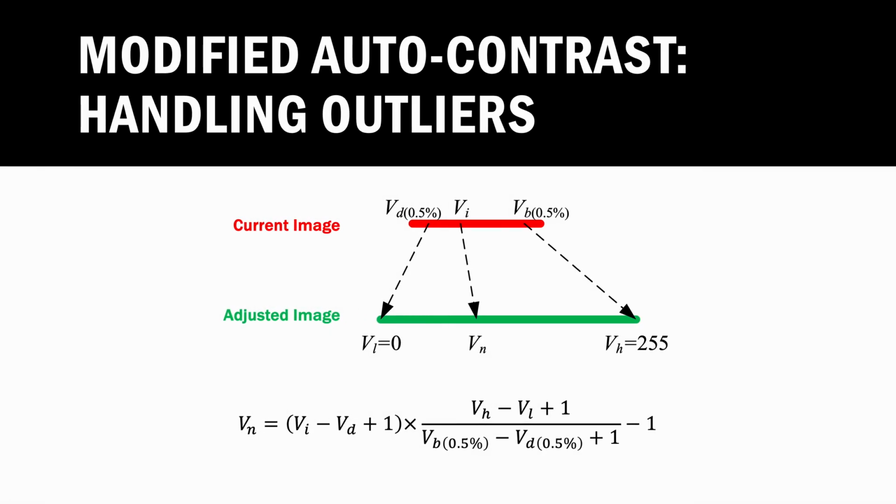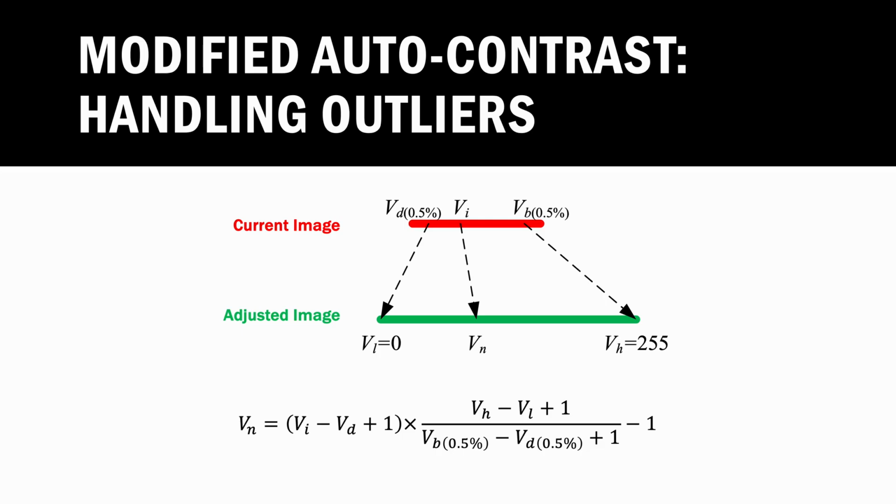The basic auto-contrast method works well in many cases, but it has one important limitation. It is very sensitive to extreme pixel values. For example, if a single pixel in the image has an intensity of 0 and another pixel has an intensity of 255, the algorithm will treat those as the minimum and maximum. As a result, no stretching will occur, and the image contrast will not improve at all.